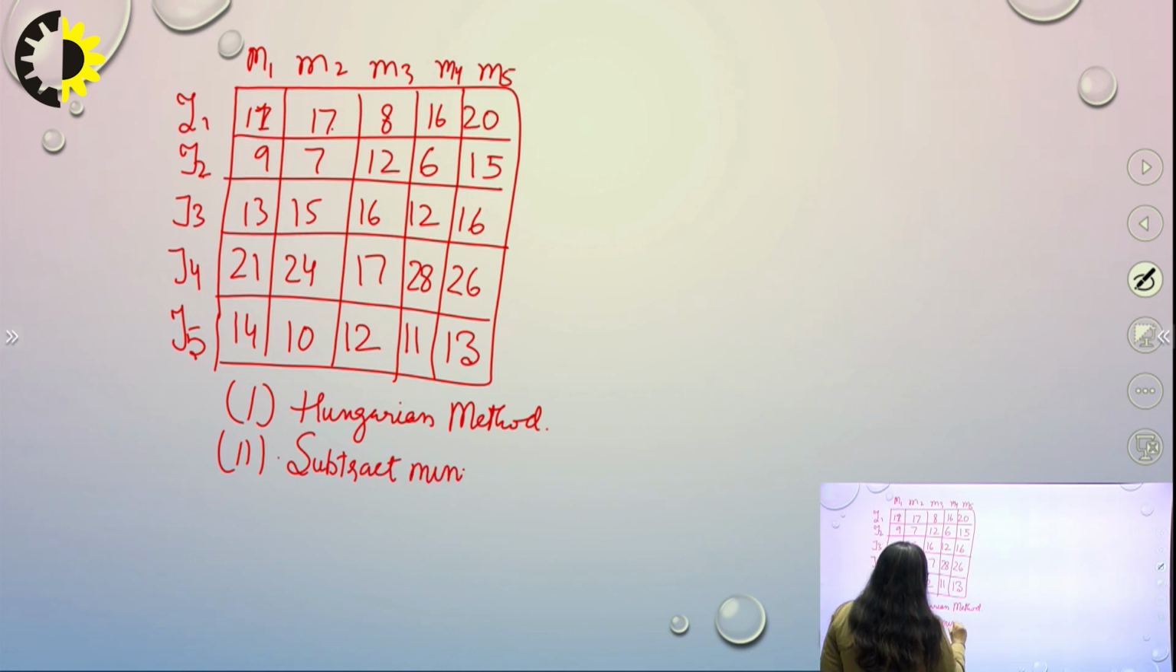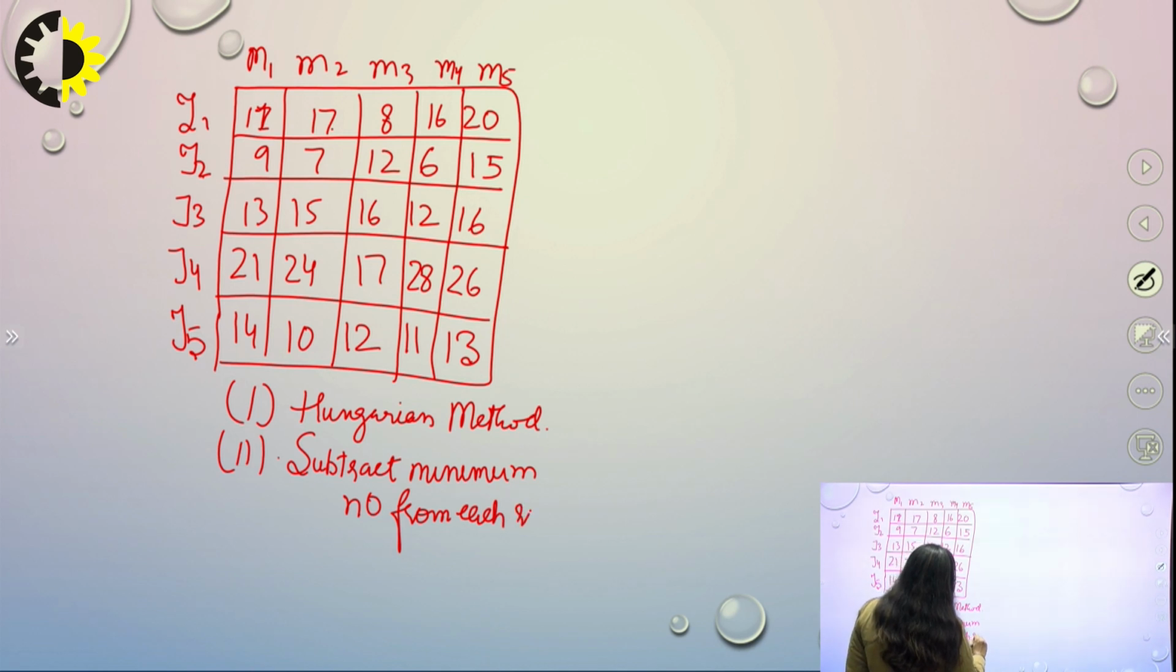Subtract the minimum number from each row. Now you can see like this.